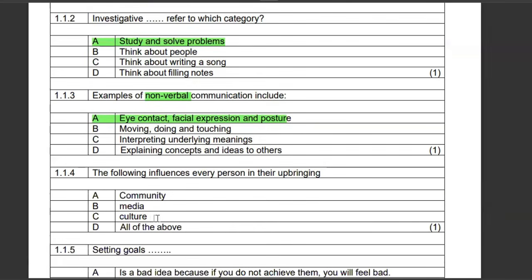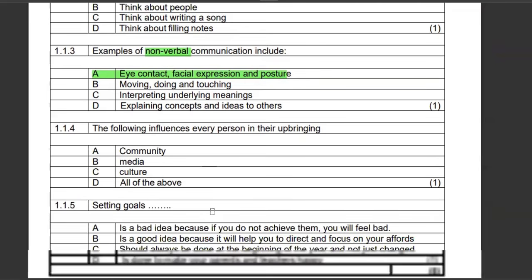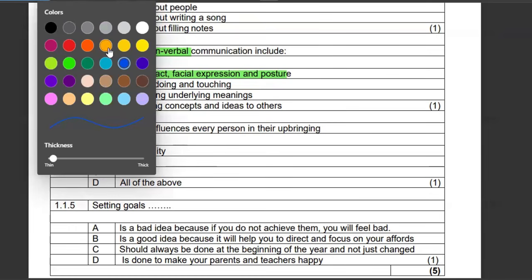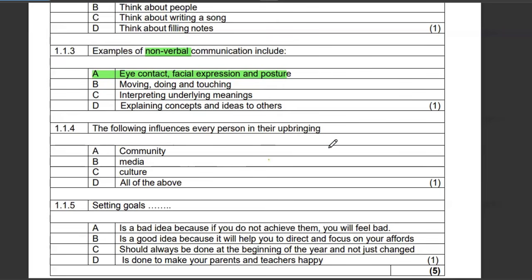Then 1.1.4, the following influences every person in their upbringing. So we are looking at things which influence each individual in their upbringing. We'll start by comparing the different options provided here. Then we consider if they are appropriate or not. The first response is the community. Yes, the community which you live in shapes your upbringing to a great extent.